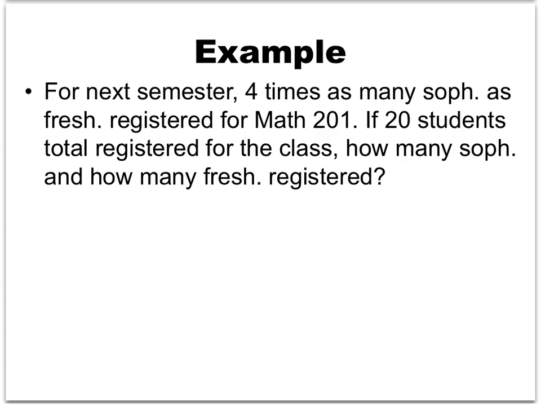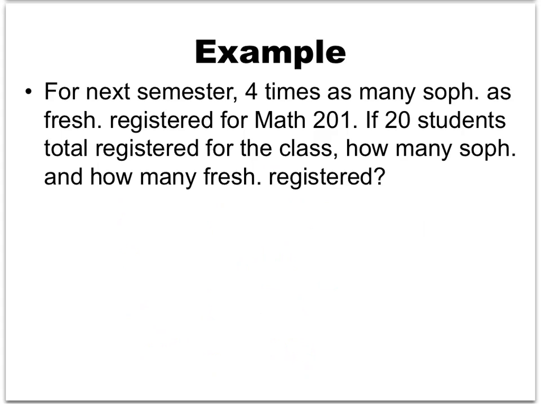Let's look at another example. This example is not going to use a going through 1, but it's going to show an interesting use of ratios. For next semester, 4 times as many sophomores as freshmen registered for Math 201. If 20 students total registered for the class, how many sophomores and how many freshmen registered?